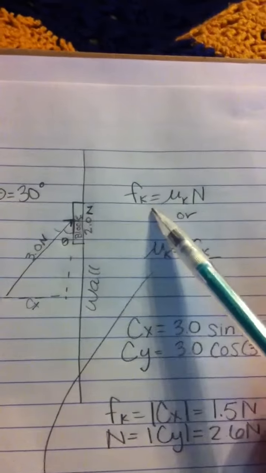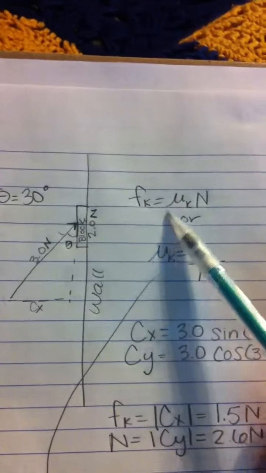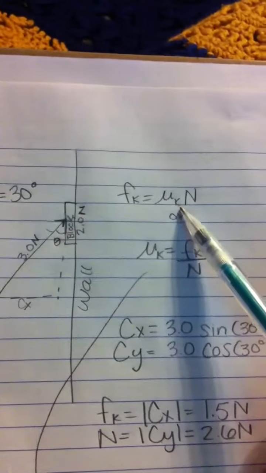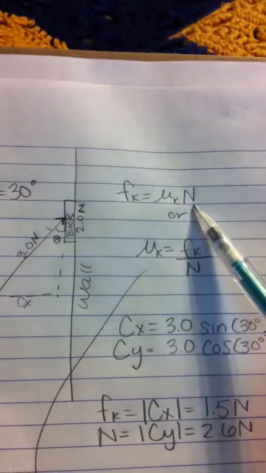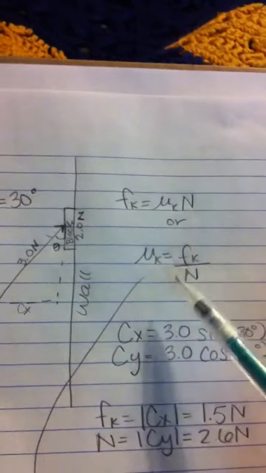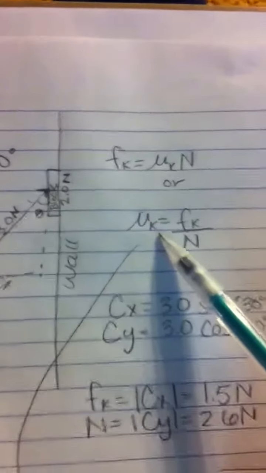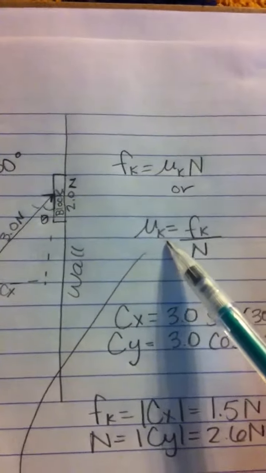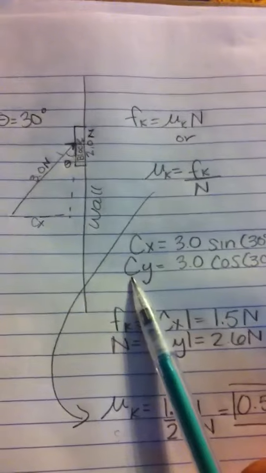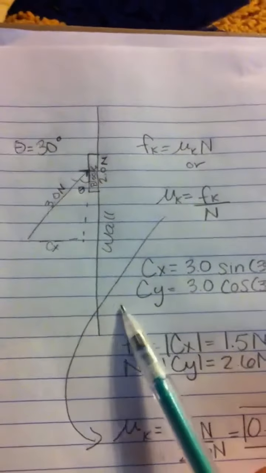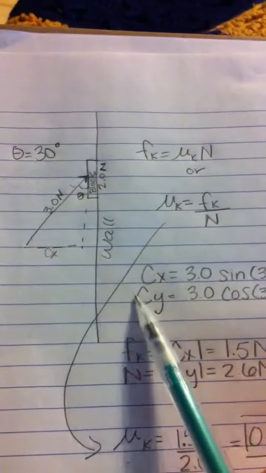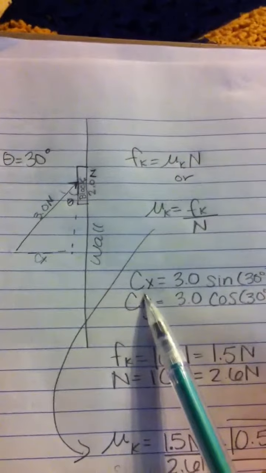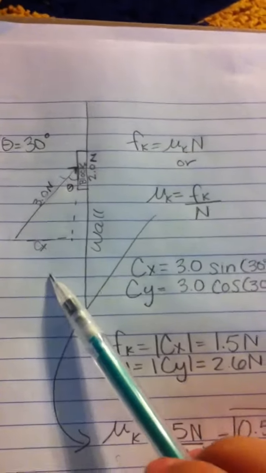So you would use this formula. The kinetic friction is equal to the coefficient of kinetic friction times the normal force. Or you can switch it around to where you're finding the coefficient of kinetic friction. So in order to do that, you have to know the contact force, and you have to find the x and y components of that force.